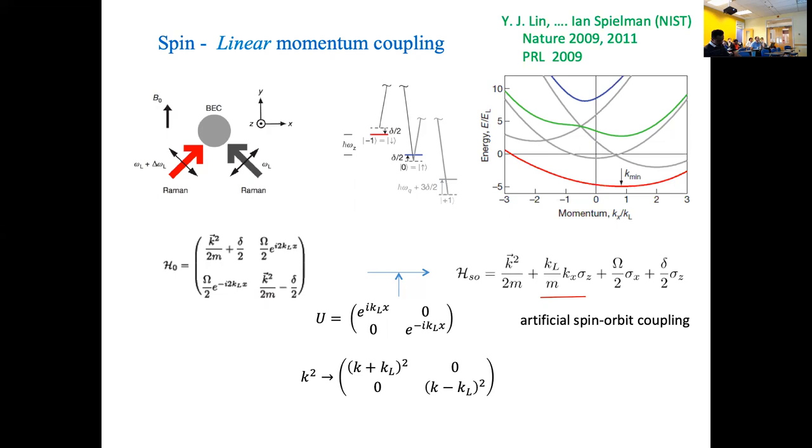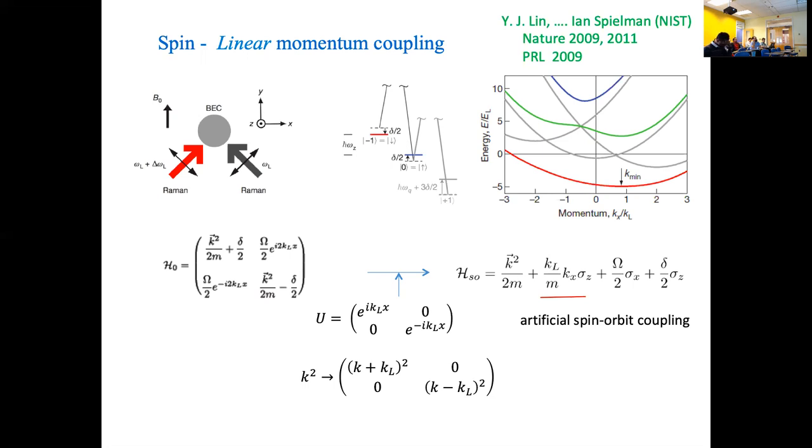The idea is just like this. You start with two levels, for example, these two. Then there are two Raman coupling beams transferring opposite linear momentum in this case when you go up and down. If you eliminate this third level, that just corresponds to a coupling term in space. When they couple, there's a transfer of momentum, in this notation 2 kL. There's an energy difference between the two states in general, so that is your 2 by 2 Hamiltonian.